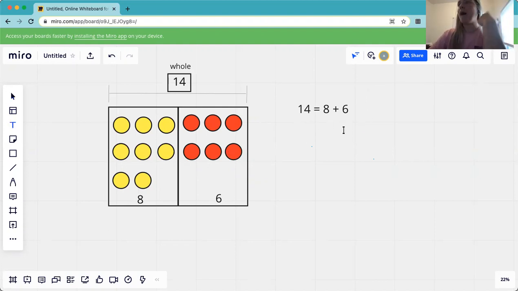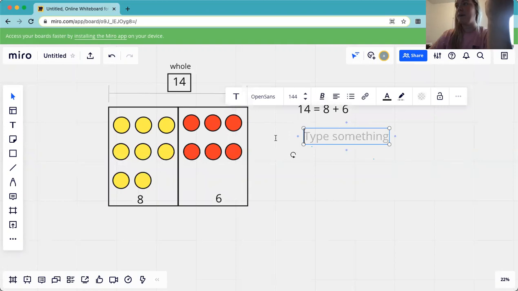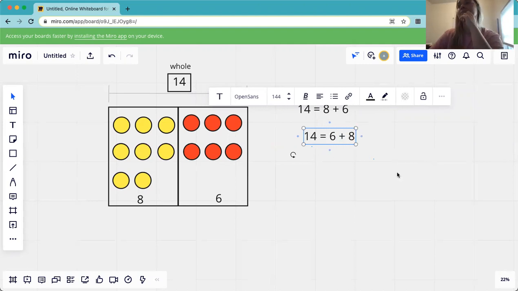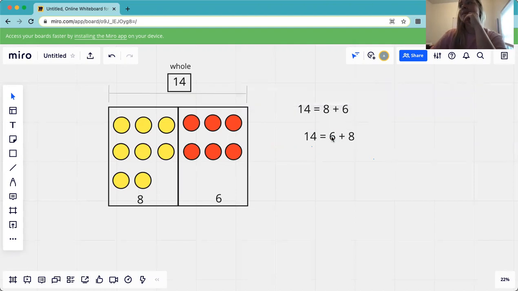My next problem, I'm going to switch it around. I'm going to switch my addends around. All right, I'm going to make it 14 equals, I'm going to use 6 now, my one part, 6 plus 8. It's the same thing. It's just my parts, my addends, are being switched around.